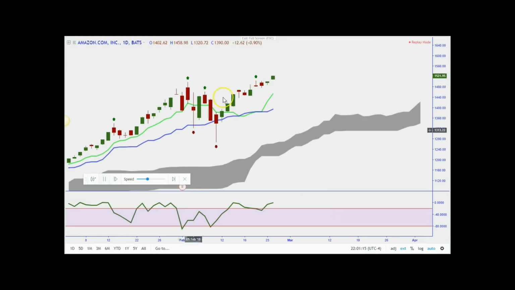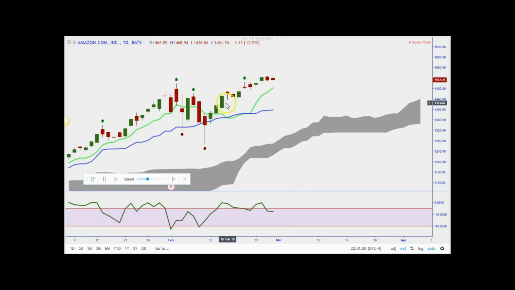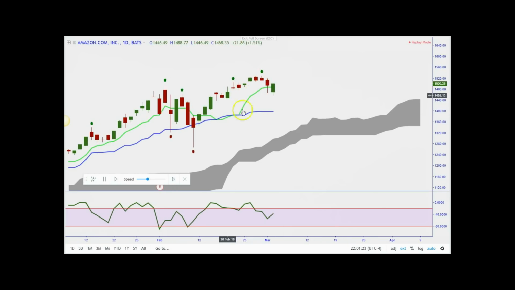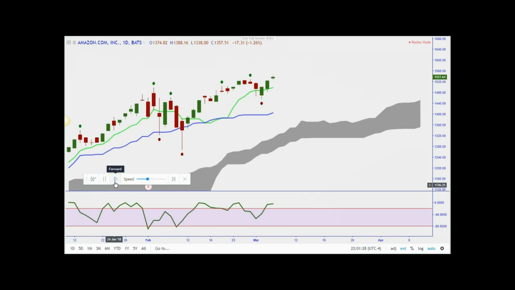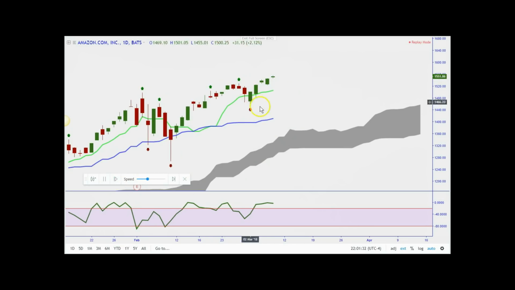So if we got out of that previous trade and we would have had our stop loss right here, we might have got out of that trade. Could have made a little bit more profit. But you never know. So you play your rules. I wouldn't have got into this trade.